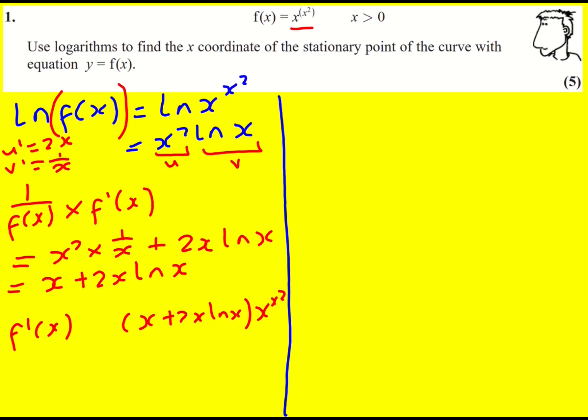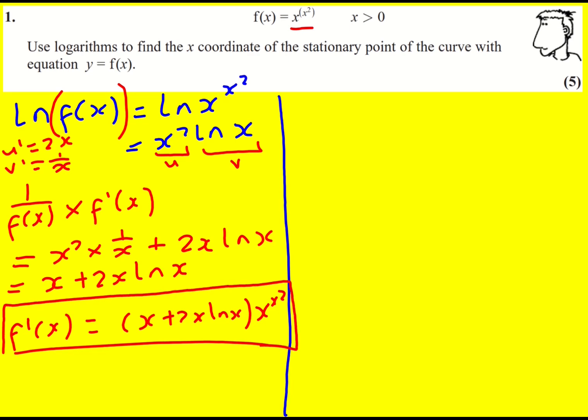Really nice approach, and if you've never seen it before, then look up some more examples of it, try it out. It is really useful, especially when you're dealing with exponentials. Imagine if this function was even more complicated. It just really comes into its own.